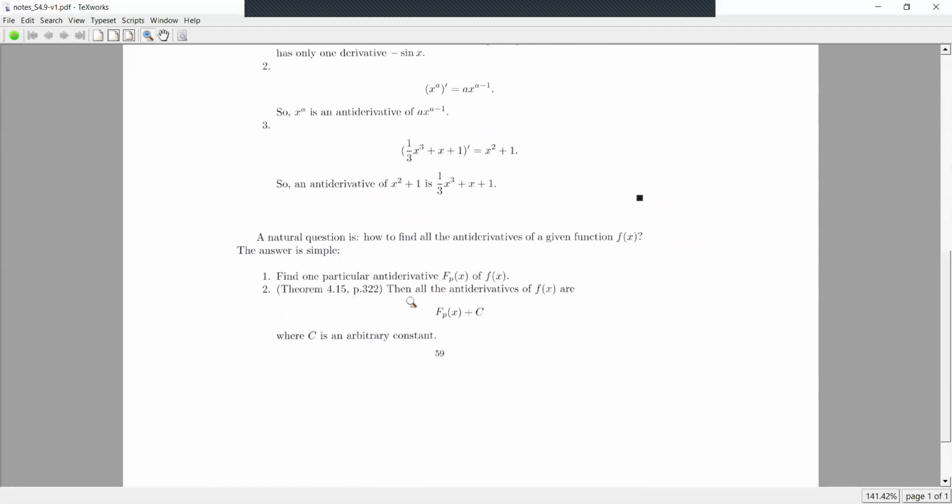Now, step 2. All the antiderivatives of the given function are the particular antiderivative plus an arbitrary number C. C is an arbitrary constant. So these are all the antiderivatives of a given function. Just 2 steps.